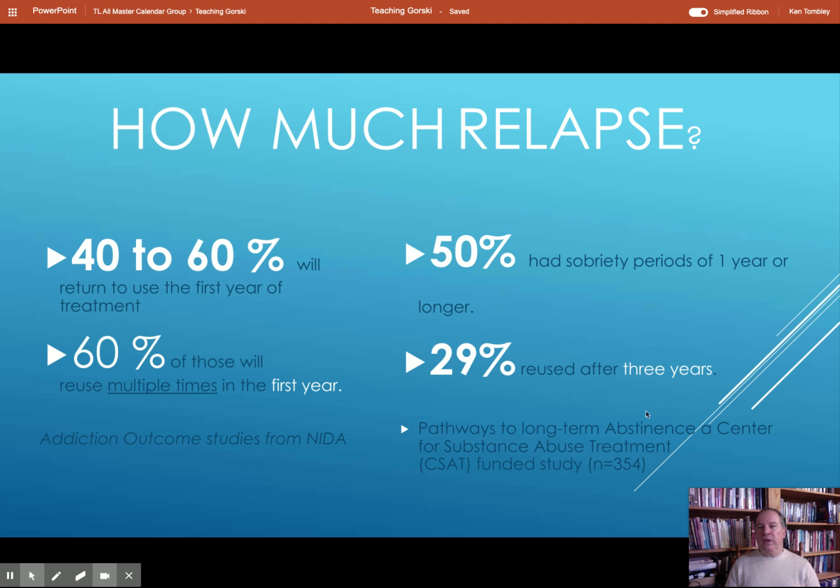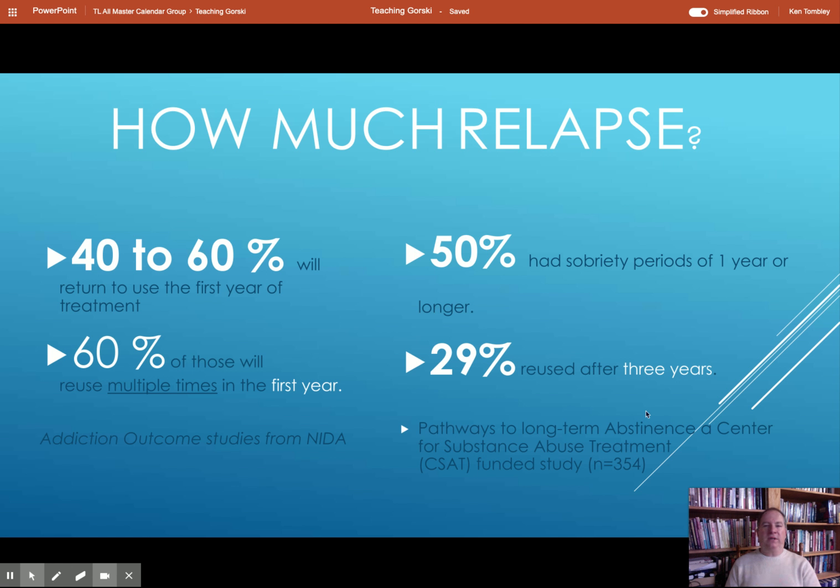So the National Institute for Drug Addiction, they did some outcome studies. So basically they're tracking people that have gone into treatment and following their course of recovery. And the data shows from the NIDA that 40 to 60% will return to use within the first year of treatment. So in that first year, 40 to 60% of the patients that are receiving treatment are going to actually have a reuse. And of those 40 to 60%, 60% of those are going to have multiple reuses in the first year. So that this is an indication that relapse is a huge part of actually recovering.